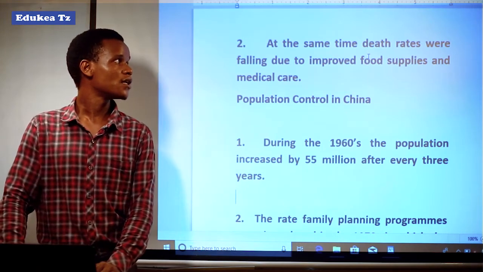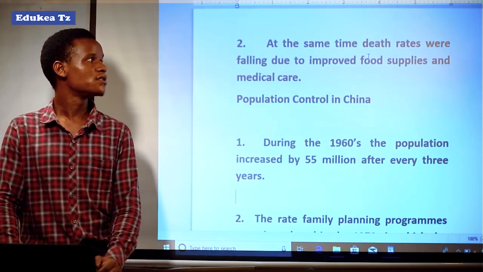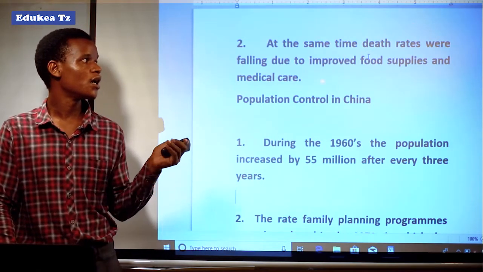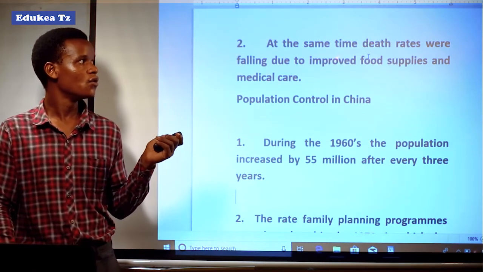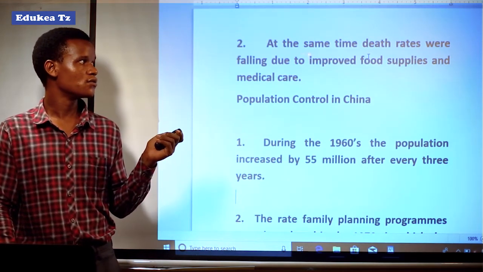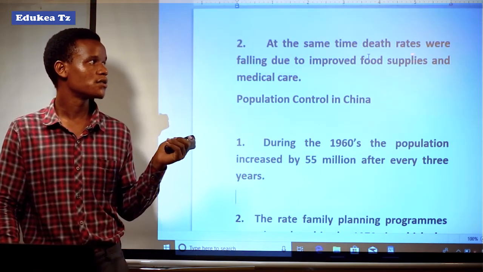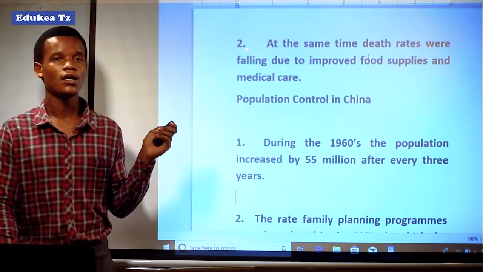So during that time in the 1950s, the death rate in China decreased and the birth rate increased. The death rate decreased due to the fact that in China food supplies improved and also medical care improved.